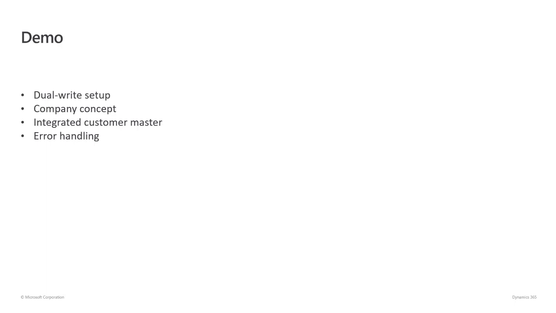So in terms of the demo, I think we want to cover a couple of things today. Number one, I want to show you the steps required for the dual write setup. And then we want to highlight some of the functional scenarios: how the company concept looks on the CDS side, how the integrator customer master experience looks, and how the data moves seamlessly back and forth, whether it's record creation, update, or delete. And then we want to talk a little bit about the error handling.